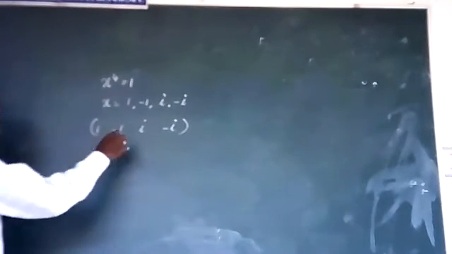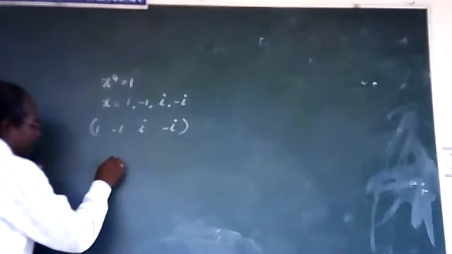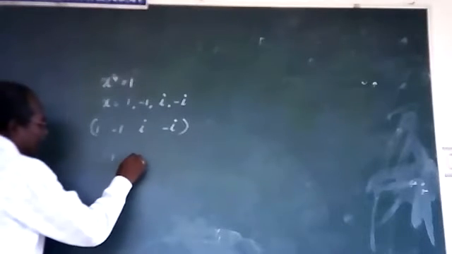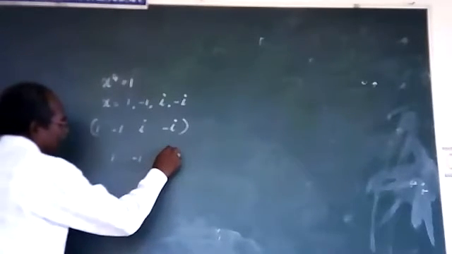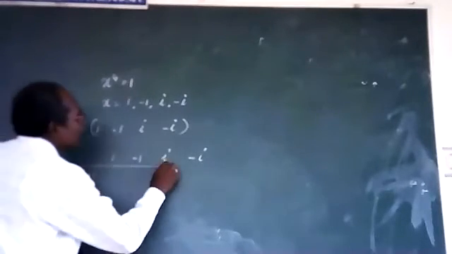I'm going to prove that these elements form a group. In order to prove that these elements are forming a group, you have to construct a multiplication table. Multiplication table is constructed like this. 1, minus 1, i, minus i. Here also 1, minus 1, i, minus i. The function is multiplication.